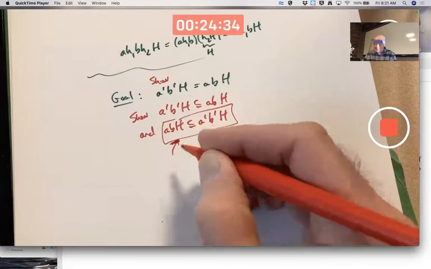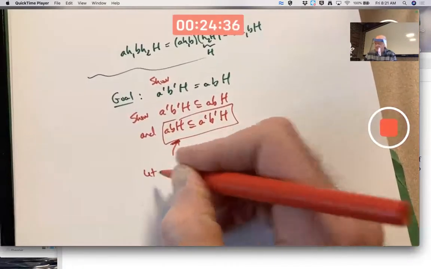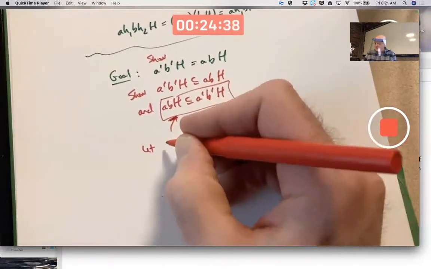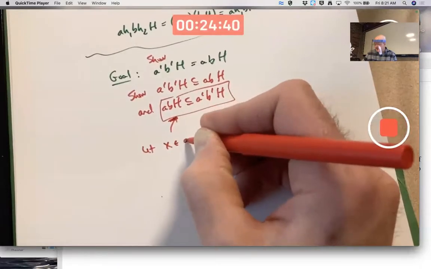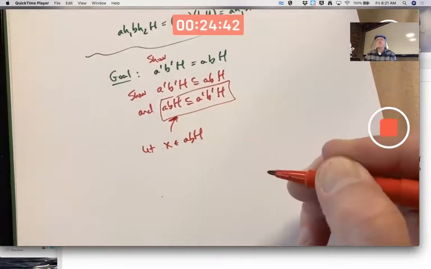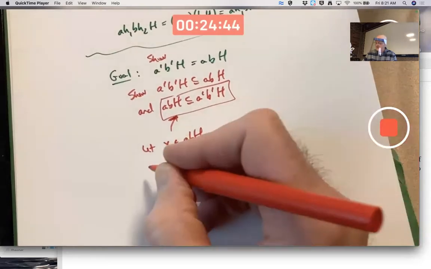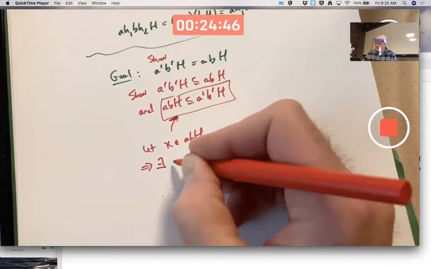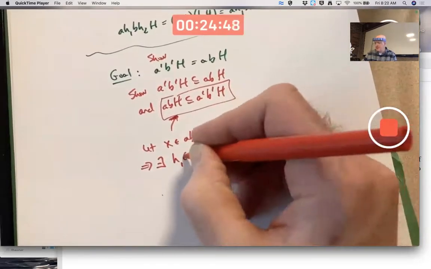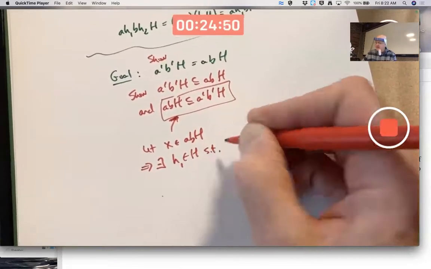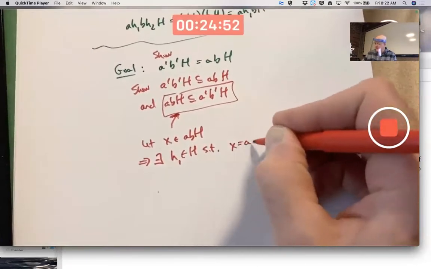So how do you do this? You could start by saying let, what should I call it? Maybe X be in ABH. What does that mean? That means there exists, call it an H1 maybe, in capital H, such that X equals ABH1.